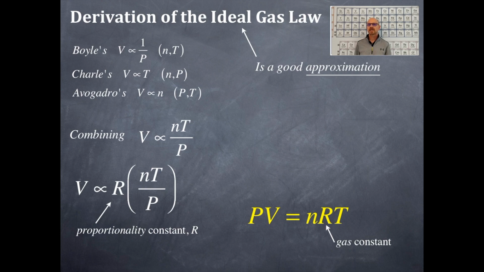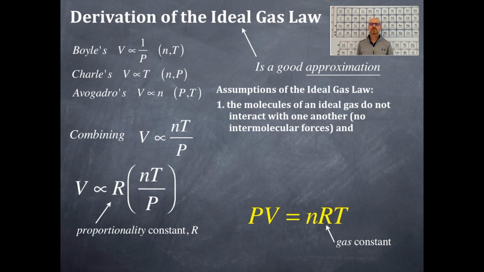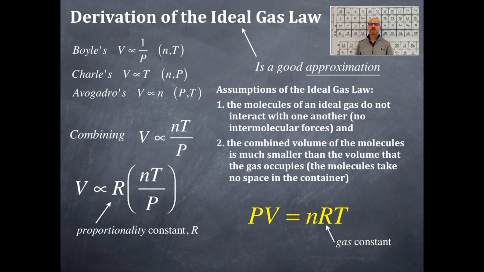So make sure you look at that temperature pressure issue. It's a good approximation under the following conditions. Number 1, the molecules of an ideal gas do not interact with one another. That is, there are no intermolecular forces. And number 2, the combined volume of the molecules is much smaller than the volume that the gas occupies. That means that the molecules take up little to no space compared to the volume of the container.